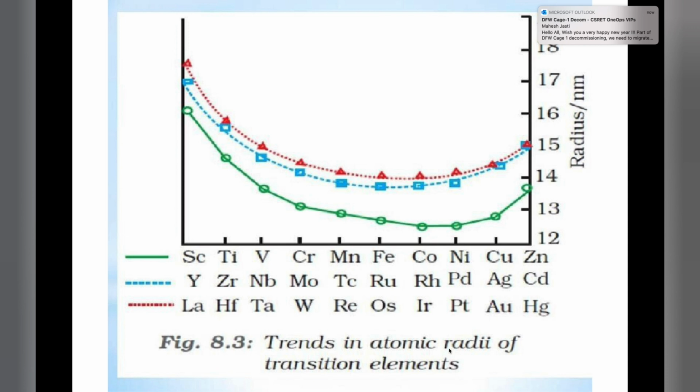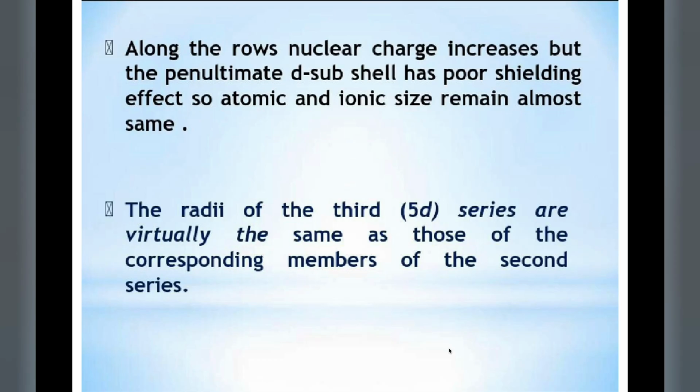You have to just look at the variation of these elements, which is shown on the graph in the figure. You can see that along the rows, that is from left to right, the nuclear charge increases, but the penultimate, meaning the last but one, d subshell has a poor shielding effect. So atomic and ionic size will remain almost the same. What is meant by shielding effect?